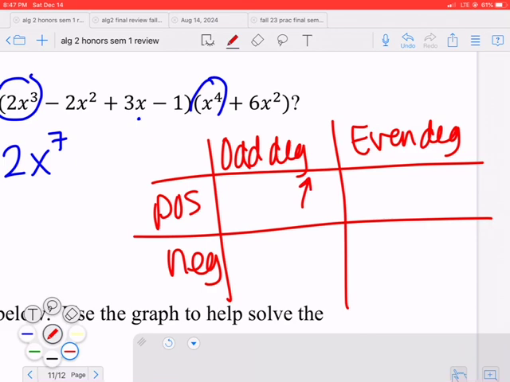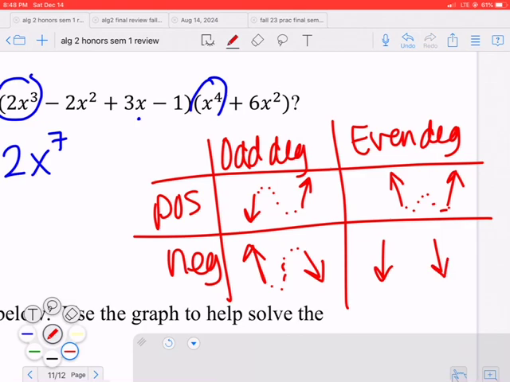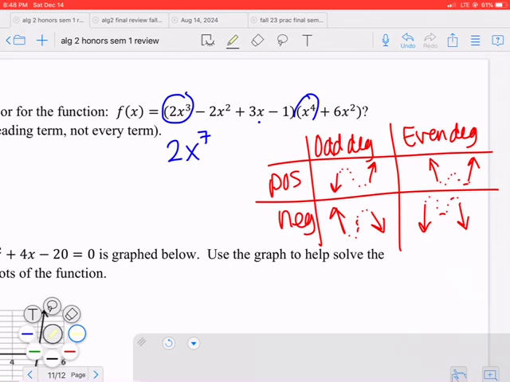Odd, the end behaviors are going in opposite directions. Positive is like a positive slope, up on the right, down on the left. If it's even degree, they go in the same direction. Negative odd is down on the right, up on the left. And even negative, both sides are down. So ours is positive odd.